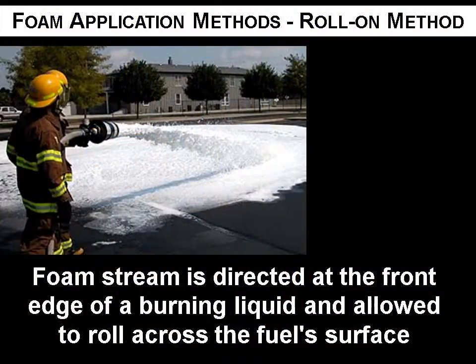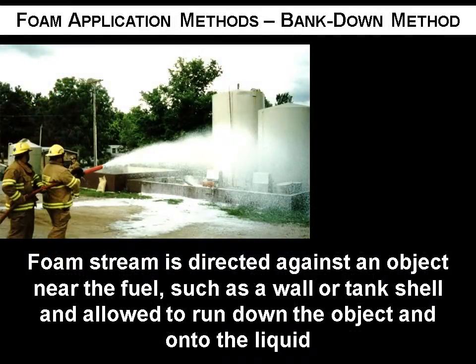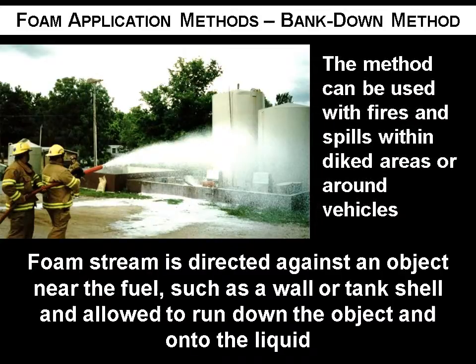We're into the foam application methods. This is the roll-on method. Foam stream is directed at the front edge of the burning liquid and allowed to roll across the fuel surface. This method can be used only on a pool of fuel on open ground. The bank down method: foam stream is directed against an object near the fuel, such as a wall or tank shell, and allowed to run down the object and onto the liquid. The method can be used with fires and spills within diked areas or around vehicles.